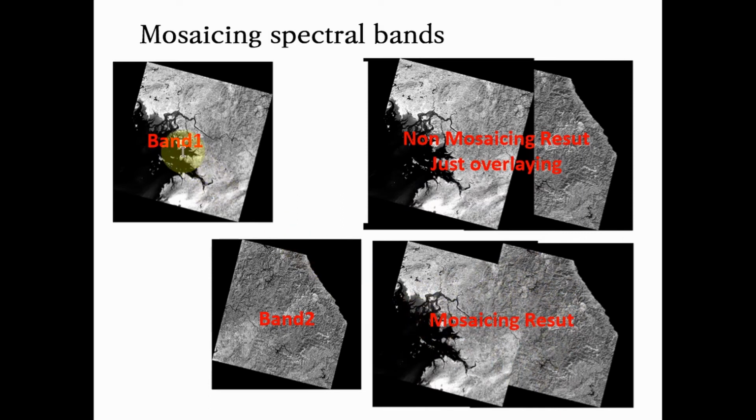So the second picture is also a mosaicing result between band 1 and band 2. The band 1 area is here, the band 2 area is here, and in the overlapping area, they are connected. It's well overlaid. Finally, band 1 and band 2 are mosaiced, and the result is a very large size band.